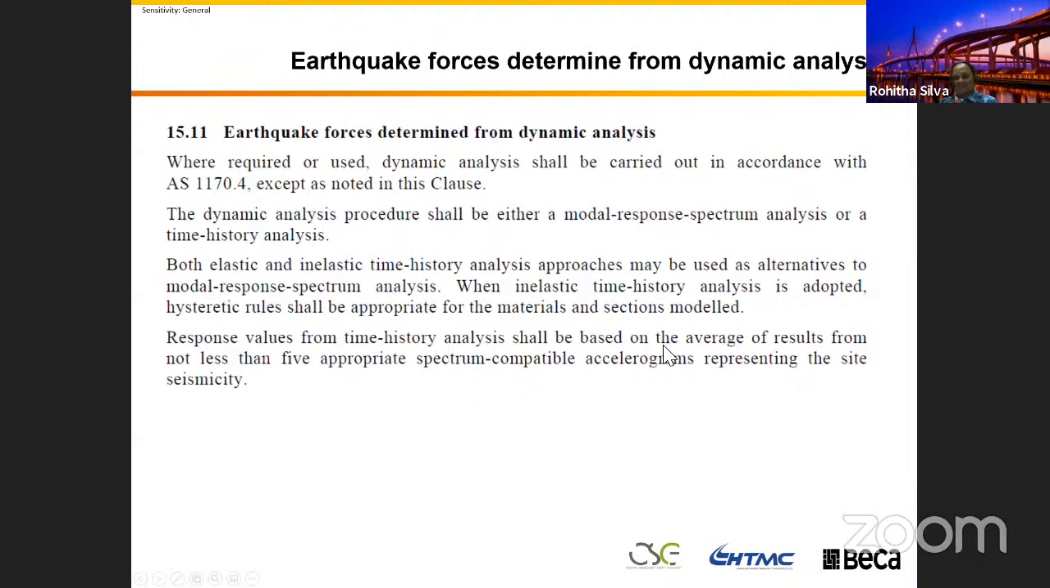If I summarize this, you need to know the performance requirements of the bridge. What is the purpose of this bridge we are going to build? What is the location of this bridge? What are our ground conditions, the subsoil conditions? Based on that, we get the earthquake force, that's the inertia force, or that acceleration, the design spectrum.